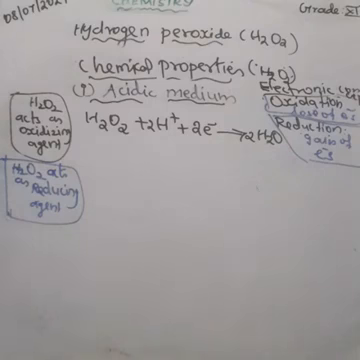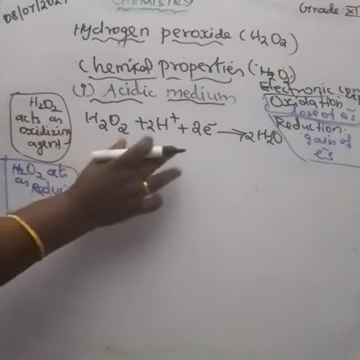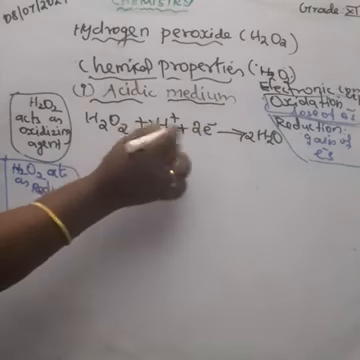So for this reaction, which one takes place here? Addition of electrons or removal of electrons, loss of electrons or gain of electrons?